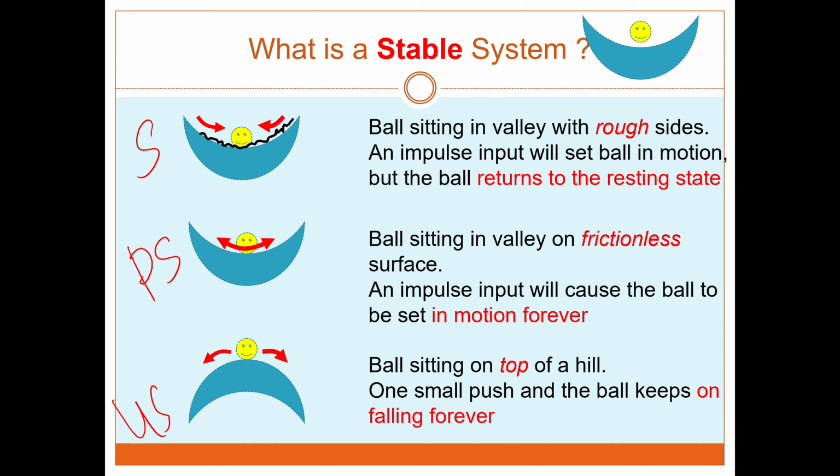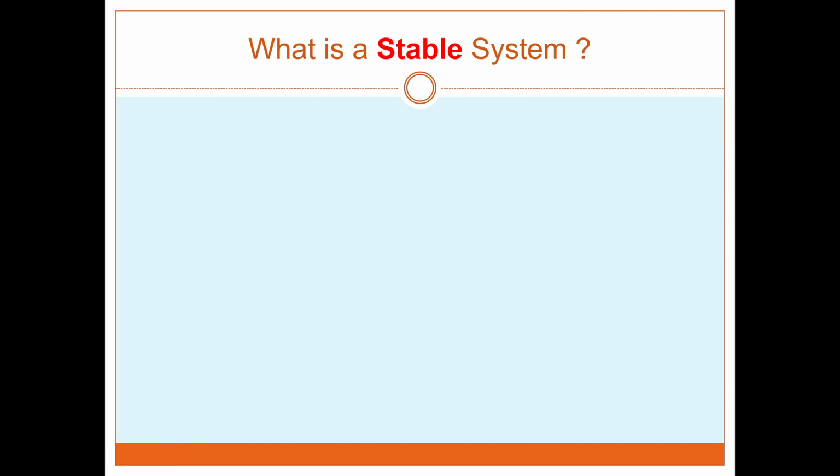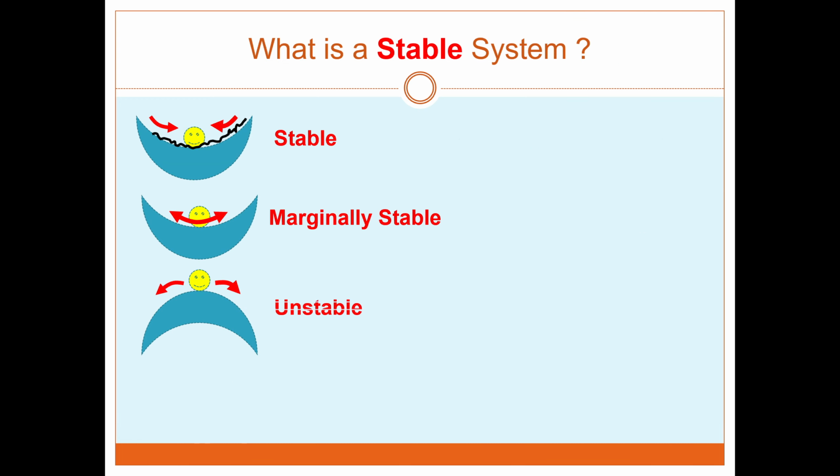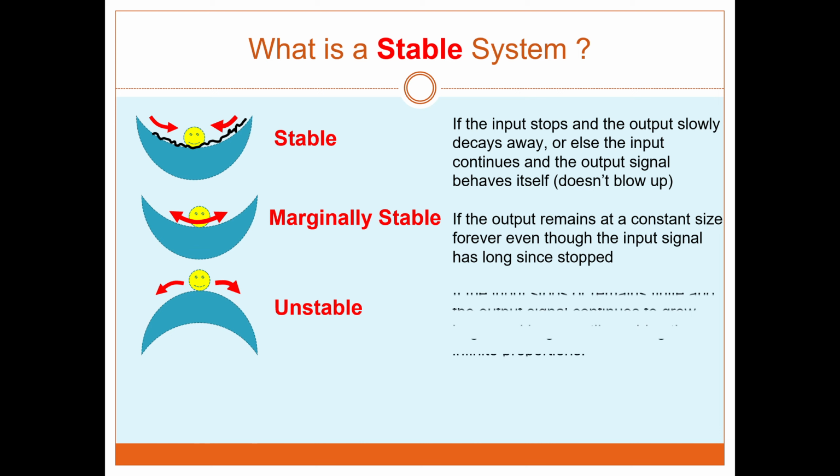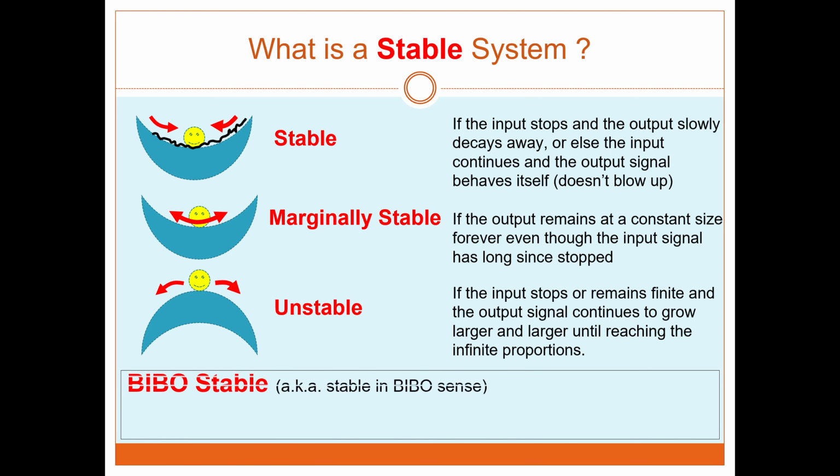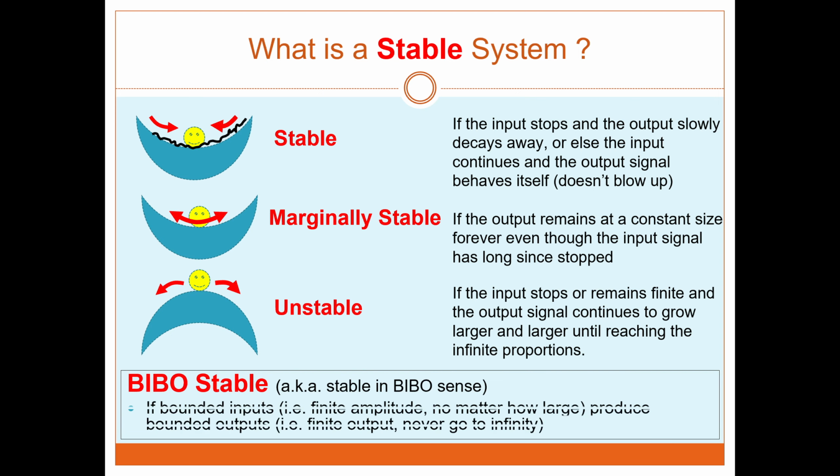In the unstable case, the ball keeps falling forever. Okay, so these are the three categories of stability. So this is the example.